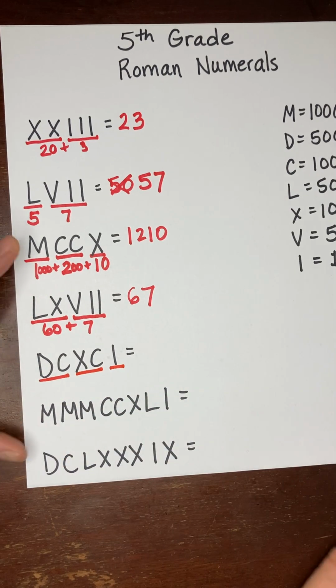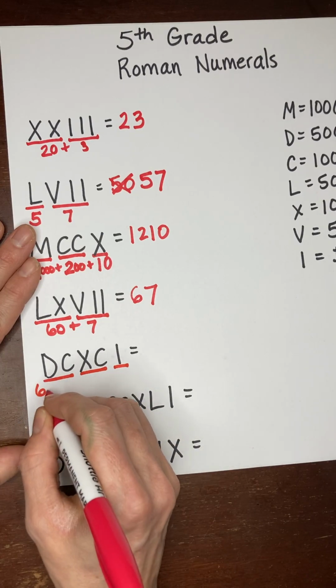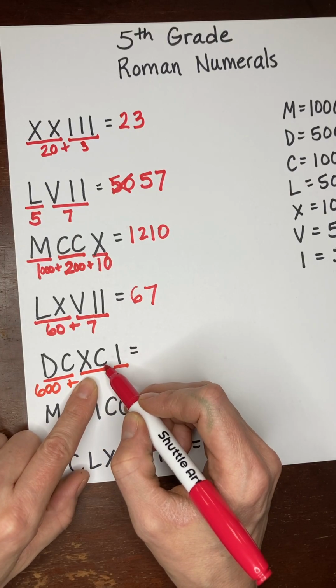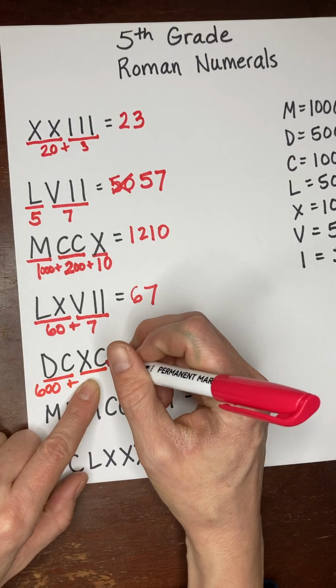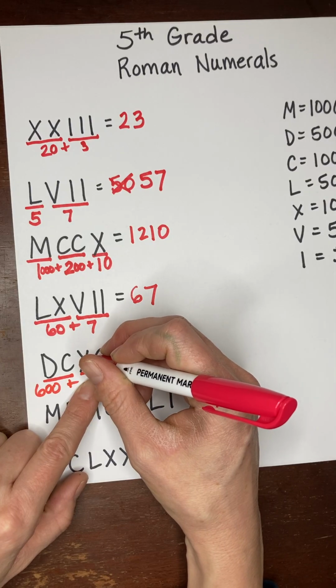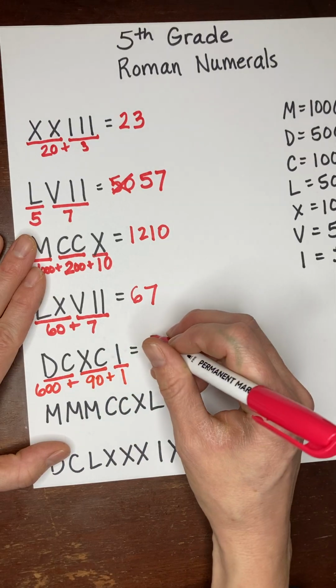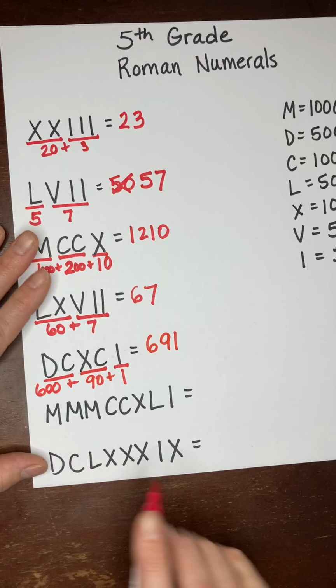And then we have a ones place. So let's do this. D and C, that's 500 plus 100, which is 600. All right. And then we have 10 and 100, but they're subtraction. So we do the bigger one minus the smaller one. All right. So 100 minus 10, which is 90, plus 1. So this is 691. All right, let's look at the next one.